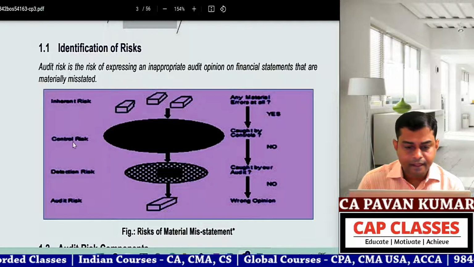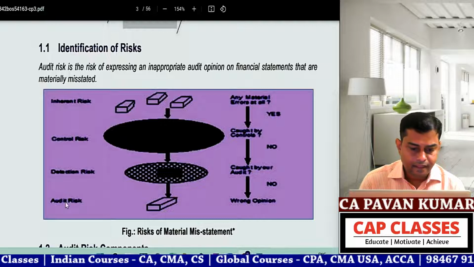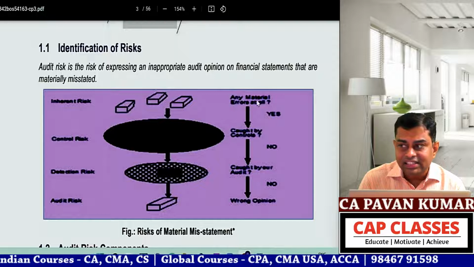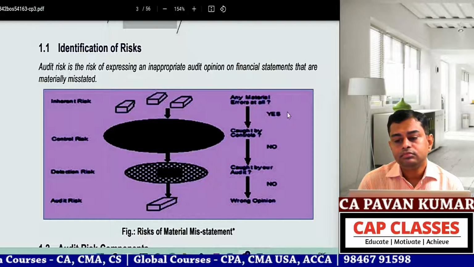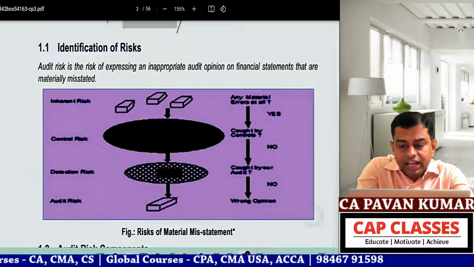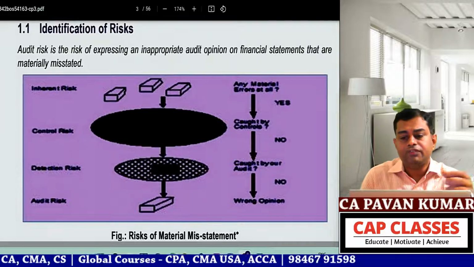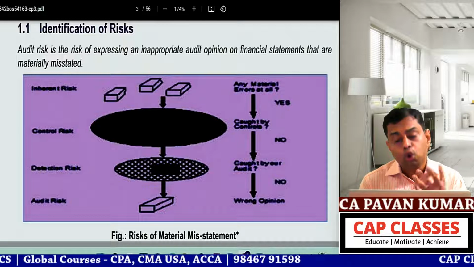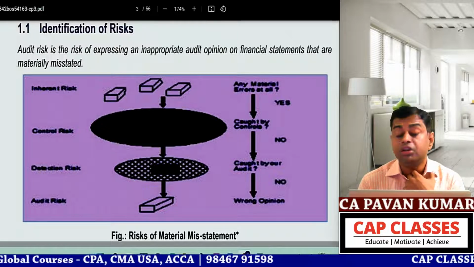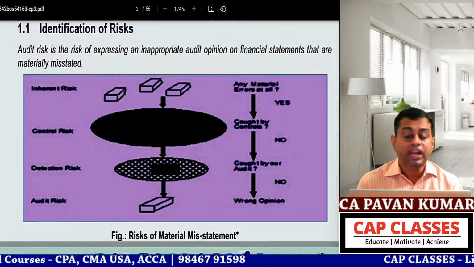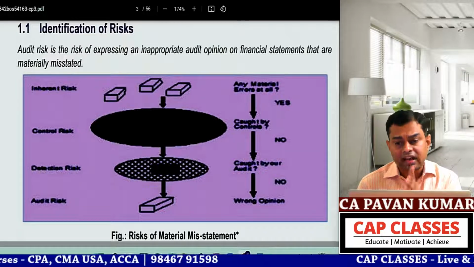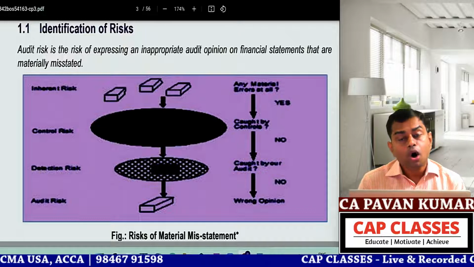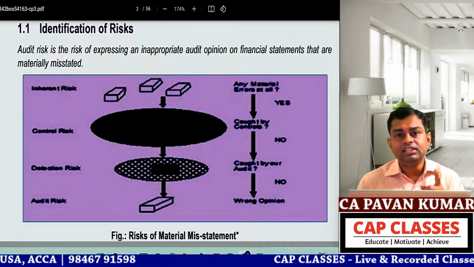Inherent risk, control risk, detection risk, audit risk. So, what is basically inherent risk? Now read this right side question. Any material errors at all in the books of account, in the financial statements, are there any material errors? So, can you say no? You can never say no to this question. Any material misstatements, errors are occurring in the books? The answer is obviously yes.